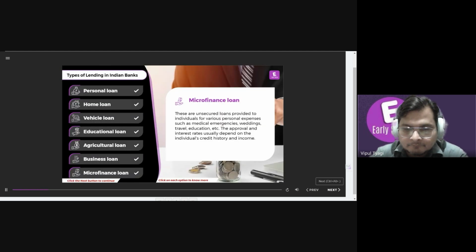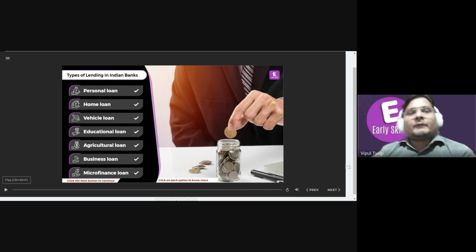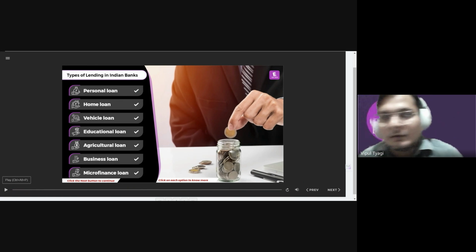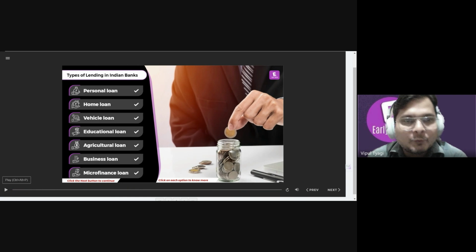These are unsecured loans provided to individuals for various personal expenses such as medical emergencies, weddings. Here we have different types of lendings in banking. Okay, so let's understand personal loan, home loan, vehicle loan, education loan, agriculture loan, business loan, and microfinance loan.